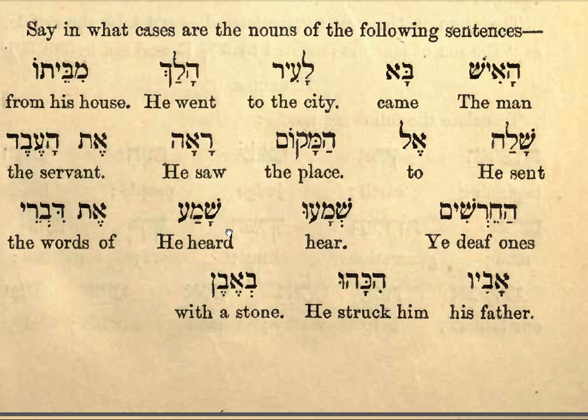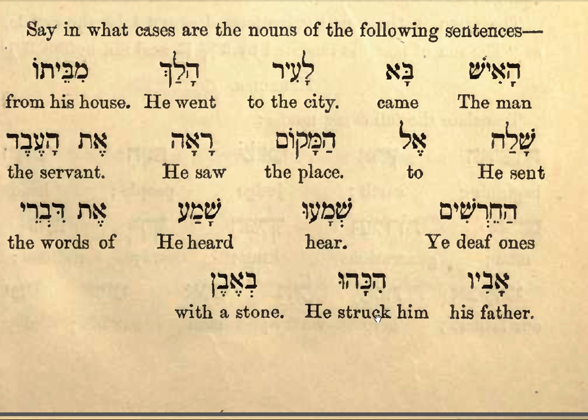Shamang. He heard. And of course the he is here implied. We can't see it. And so he is in the nominative, but it's not actually there. Shamang. He heard. What did he hear? Once again, little speech bubble. What did he hear? So we have an arrow pointing here. He heard this. Dibrei abiv. The words of his father. Possessive.